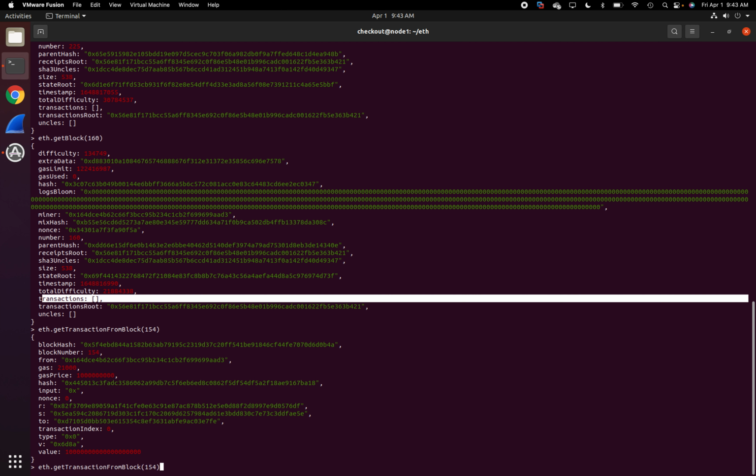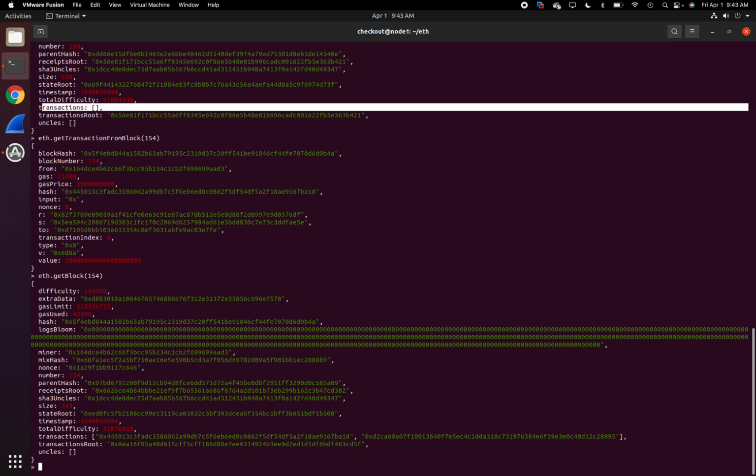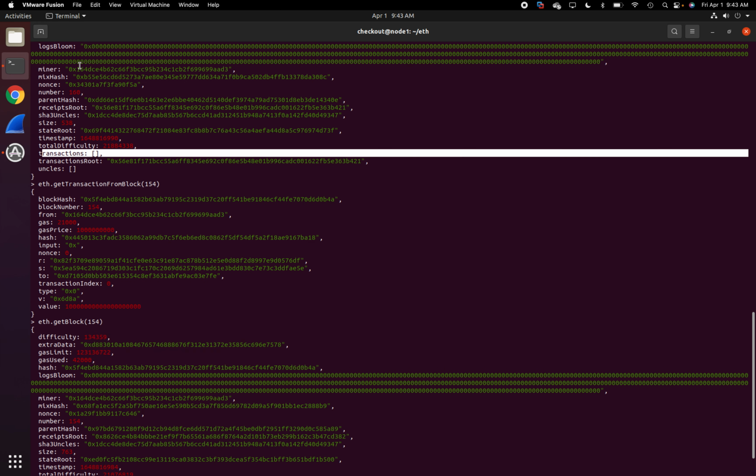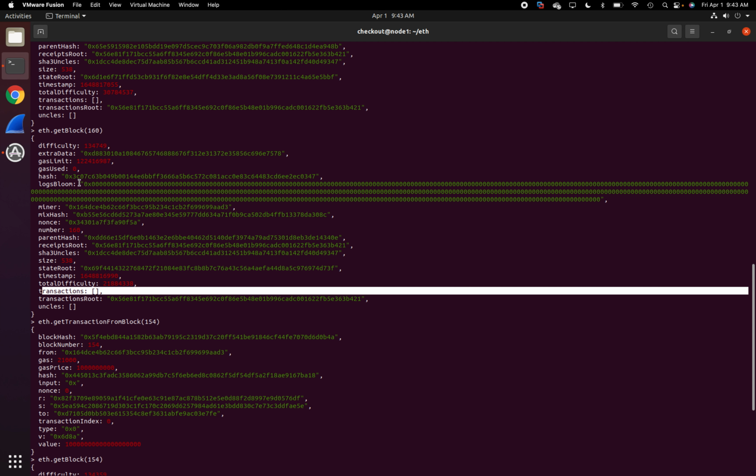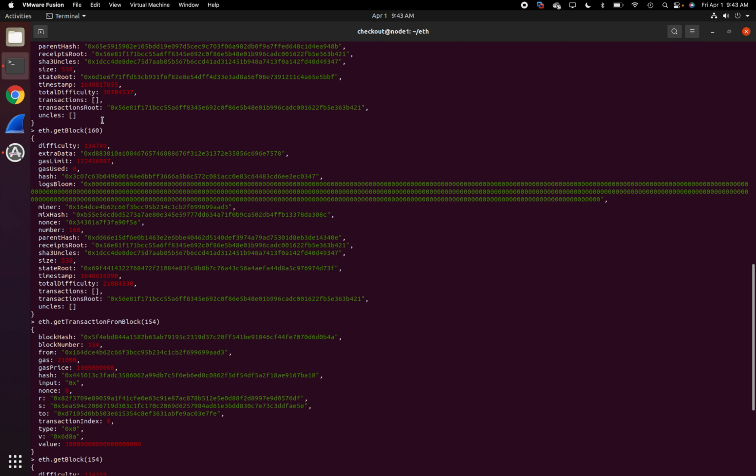Oh no, that's the wrong function. So we're going to do eth.getBlock, and we're going to do 154 because that's the one that actually contains the transaction. Okay, so we can see that it contains a transaction. In 160, this one did not contain a transaction. I thought it did, but it didn't. It was 154 that actually contained a transaction. But we know that because there are 0 transactions in the transactions array.